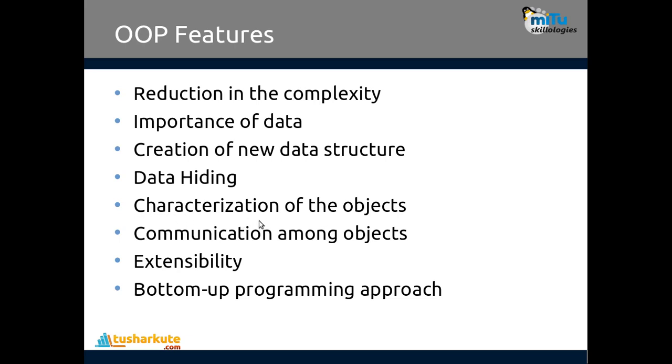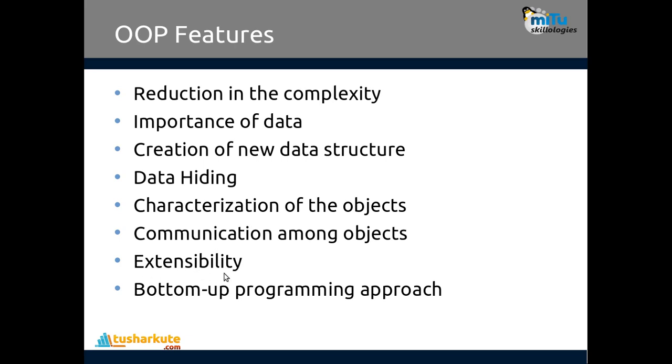Characterization of objects. We can characterize the object, meaning we can define our own property for the object. We can even communicate with the objects. One object can transfer data to a second object, that object can receive data from another object, like sending and receiving messages, which can be done with the help of some methods that we define for communication between or among the objects. Extensibility.